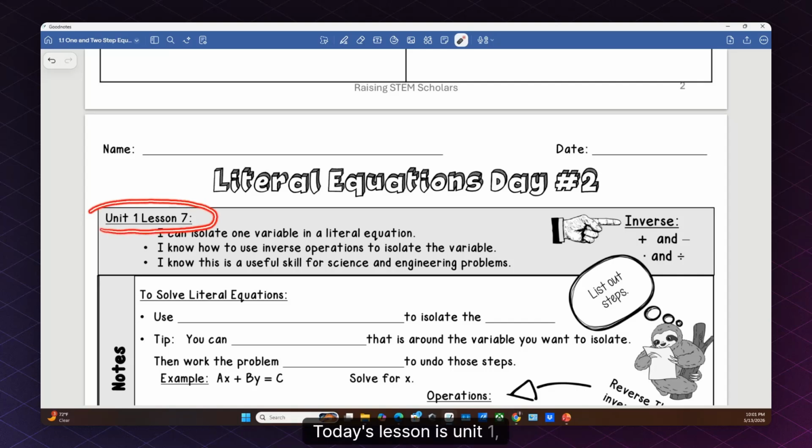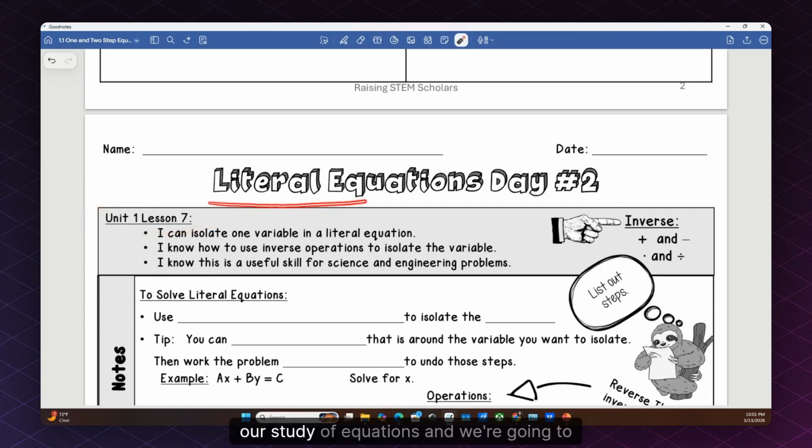Today's lesson is Unit 1, Lesson 7. We are continuing our study of equations, and we're going to specifically talk about literal equations today. So this is day 2 of literal equations. Now remember, literal equations are one of those kind of weird looking equations that has several different letters in it, or variables. So our objective is, I can isolate one of those variables in a literal equation.